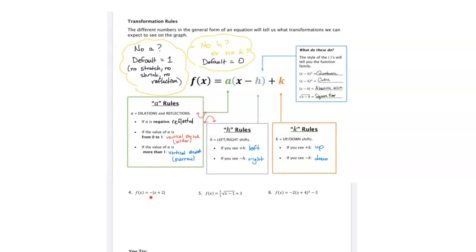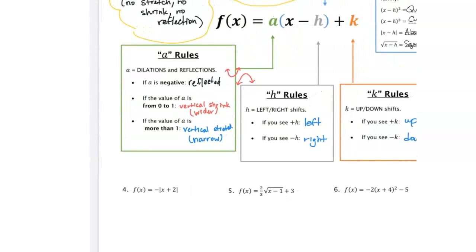F of x is equal to negative absolute value of x plus 2. First, identifying your a. So our a here is a negative. We don't see the number there. Default is that it's a 1. So it's a -1. Okay. This is an absolute value function. A is -1. So that means that we're going to have a reflection. And since it's a 1, no other dilations in this case. It's not going to be wider or narrower.